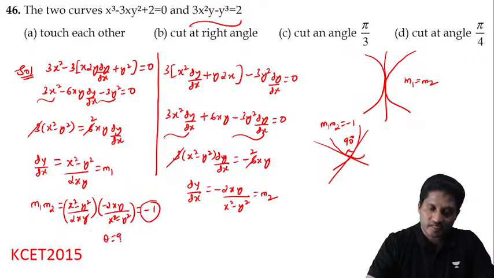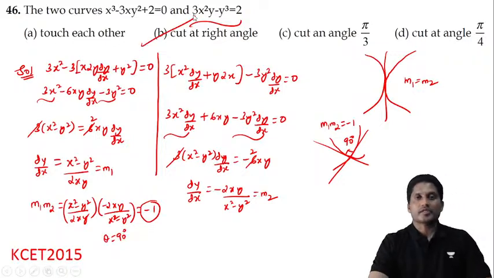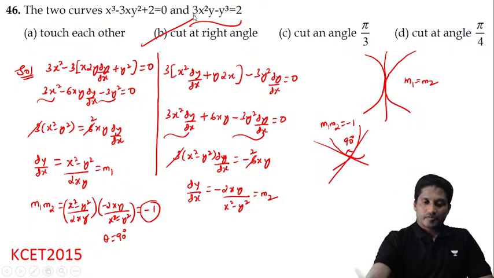Theta is equal to 90 degrees. The answer is option B. Let's move to the next question.